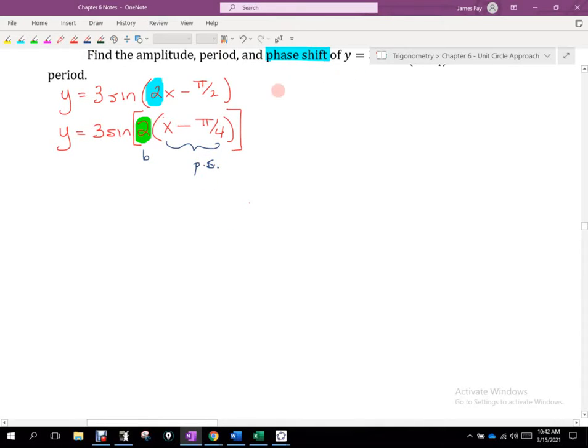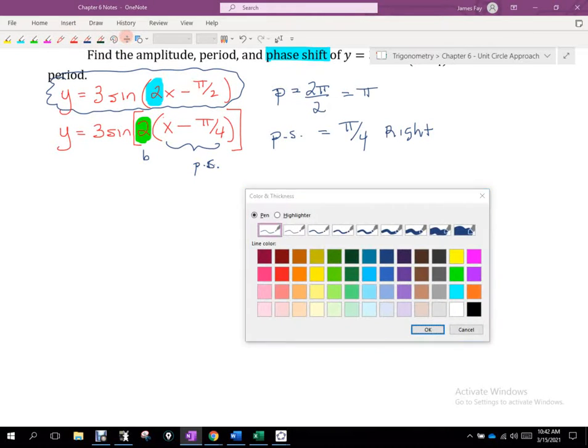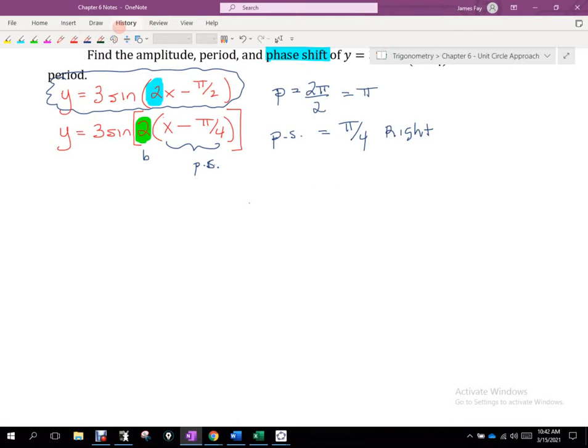Okay, so period is 2 pi over B, right? So period is just pi. Phase shift, pi over 4, which direction? Right. Which again, if we compare it to the original way that the problem was written, that pi over 4 is not explicit. It's not easily identified. So now we're going to construct our axes.